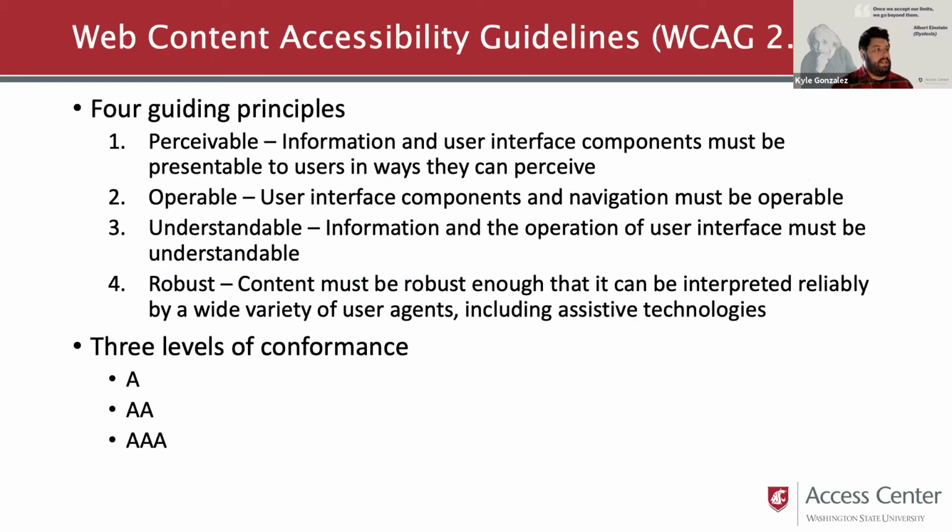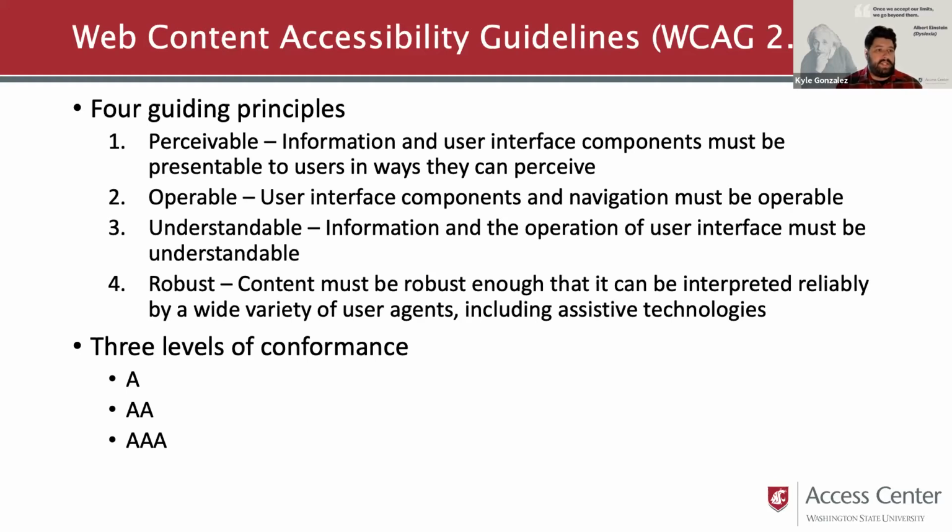So within these guidelines, there are 4 guiding principles, and this applies to everything that is digital. That is perceivable. So the information and user interface components must be presentable to users in a way that they can perceive. It has to be operable. So the interface components and navigation must be operable in more than one way, whether that's mouse, keyboard, voice commands, and it has to be understandable. So it has to be written in a language that is understandable to the user.